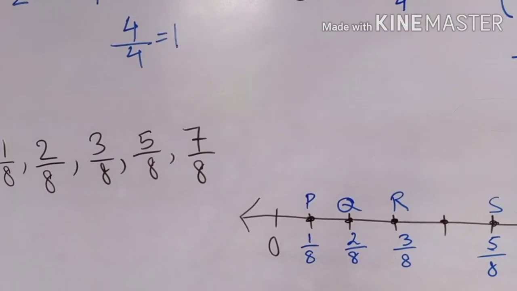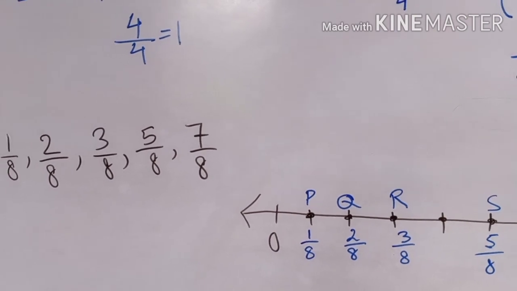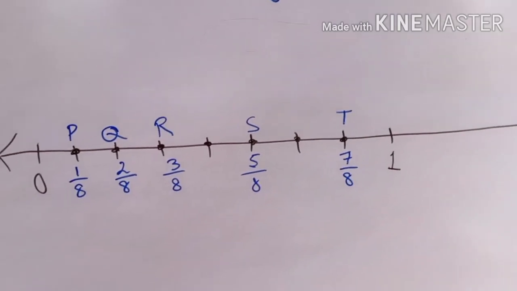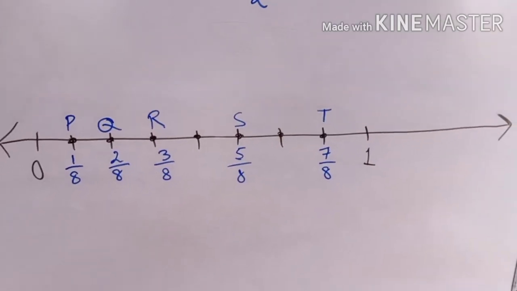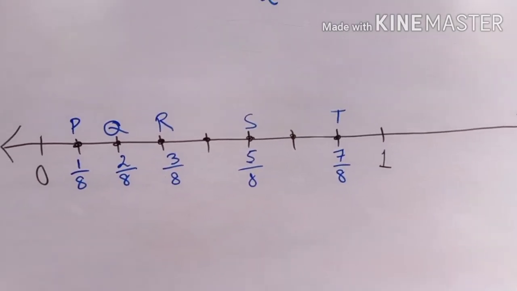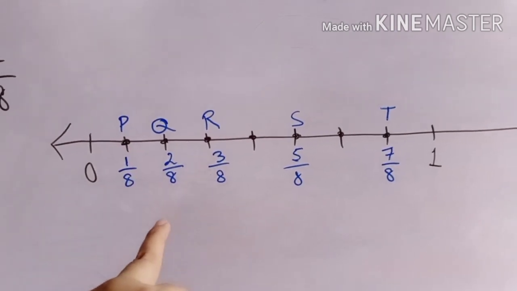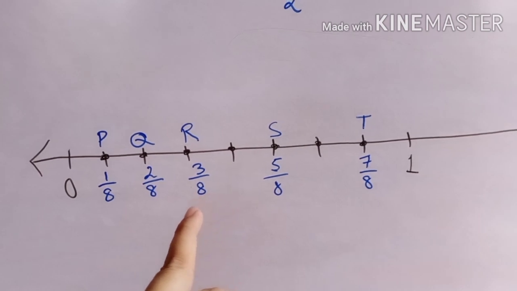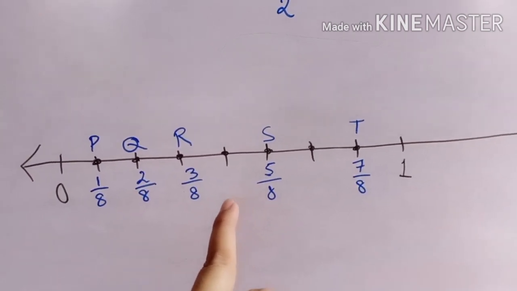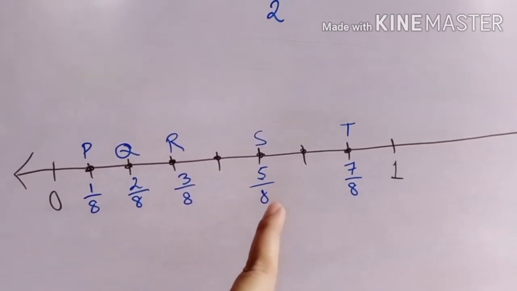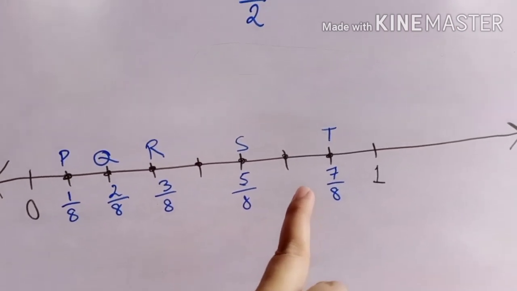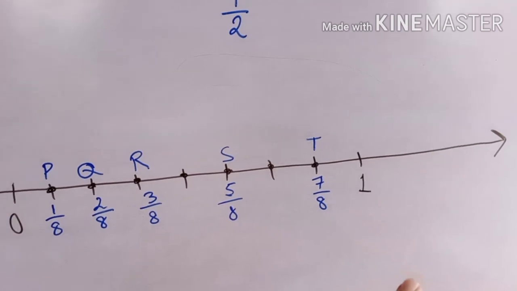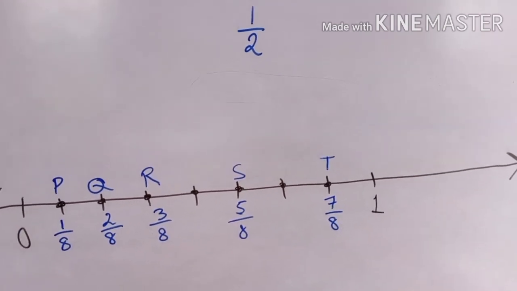1 by 8, 2 by 8, 3 by 8, 5 by 8, 7 by 8. Since the denominator is 8, 0 to 1 will be divided into how many parts? 8 equal parts. The first part, denoted by P, is 1 by 8. Second part Q is 2 by 8. Third part R is 3 by 8. Fourth part we don't have to denote. Fifth part S is 5 by 8. Again, 6 by 8 we don't have to say. Then T is denoted by 7 by 8. Okay. Now let's start with the other question.